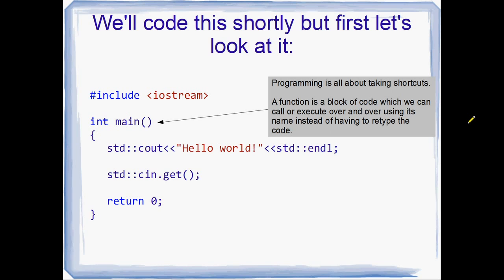Okay, so programming is all about taking shortcuts, and you'll see this again and again. This is really one of the powerful things about object-oriented programming, the shortcuts that it allows us to take. And a function is just a block of code that we can call, or execute, over and over again using its name instead of having to retype the code. So here we're actually only calling this once. Every time the exe is run, the main function gets run. But we can make our own functions. Say maybe we've got a square root function that returns the square root of a value. And we don't have to type the code for calculating the square root over and over again. We can just call the square root function by name, and it'll give us a square root. Does that make sense? I don't know.